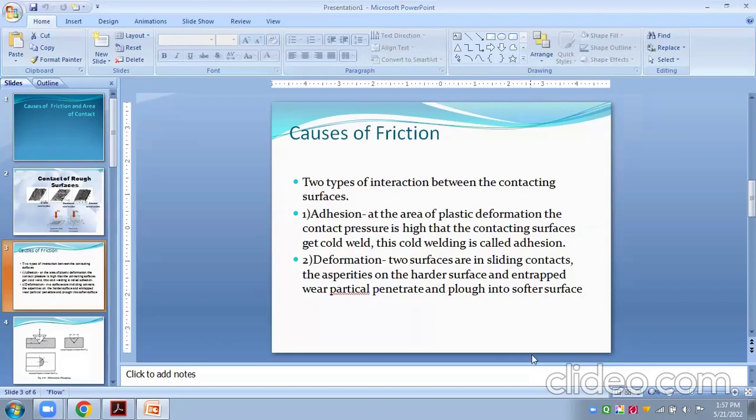So how to reduce the stiction effect from this adhesion? We have some methods. Surface roughness should be considerably greater than the expected thickness. If possible, smooth contacting surfaces should not be lubricated. Okay. So, these are the two main interactions between these contacting surfaces, adhesion and deformation. And these are the main causes of friction.